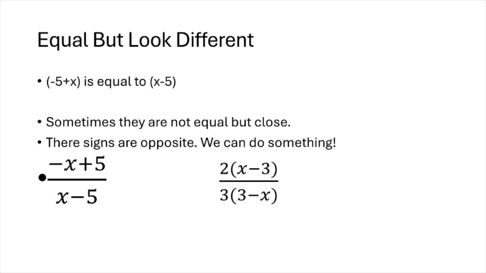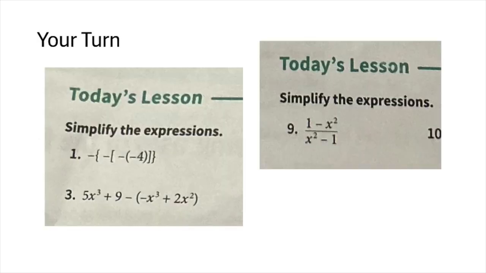I want you to notice the first one. The numerator and the denominator are not equal, but their signs are switched. They have the same variables and the same numbers, but their signs are switched. And so we're going to do something to simplify them. 5 minus x.